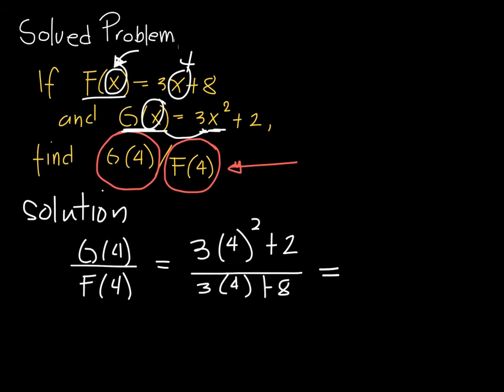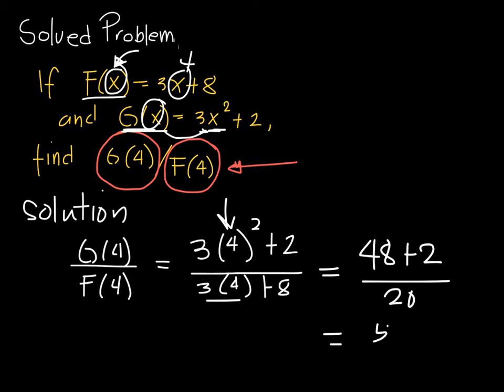Exponents first: 4 squared, that's 16, times 3. 16 times 3 is 48, plus 2, divided by 3 times 4, 12, plus 8, that is 20. So 48 plus 2 is 50, divided by 20.